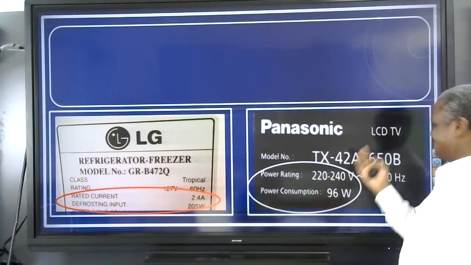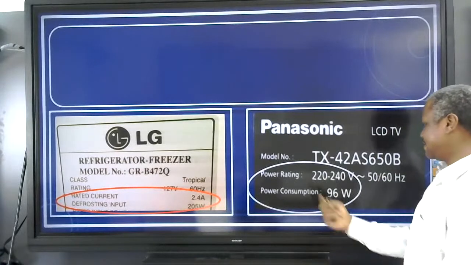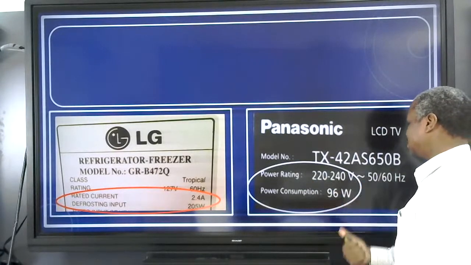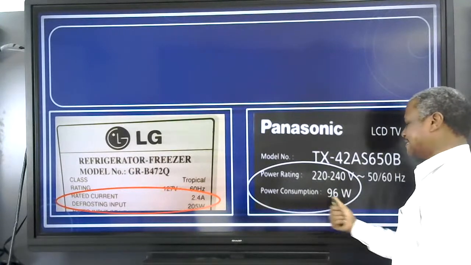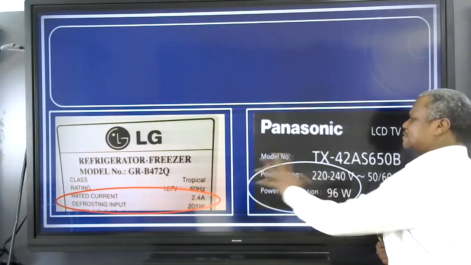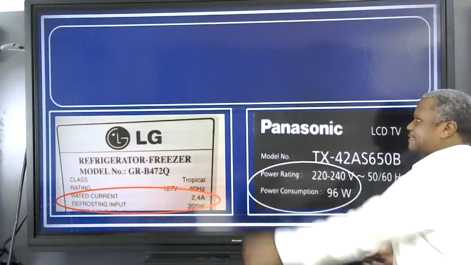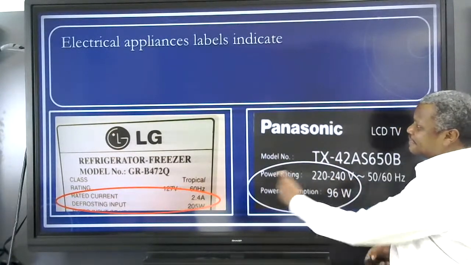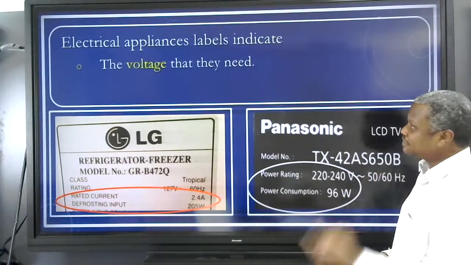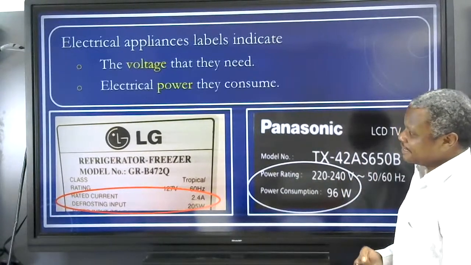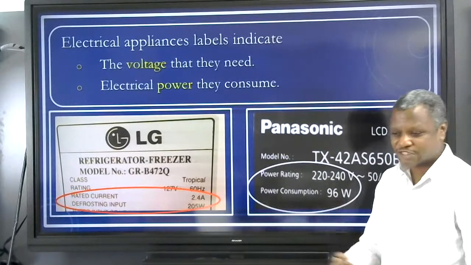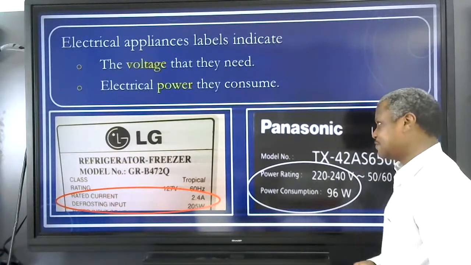Another one is an example of an LCD TV. It's written here, the rating is about 220 to 240 volts. The power consumption is about 96 watts. So what do these stickers entail? What do they mean? Now, electric appliances always have these labels to show two things. One, the voltage that they need, and two, the electrical power they consume, or the electrical power that they use.